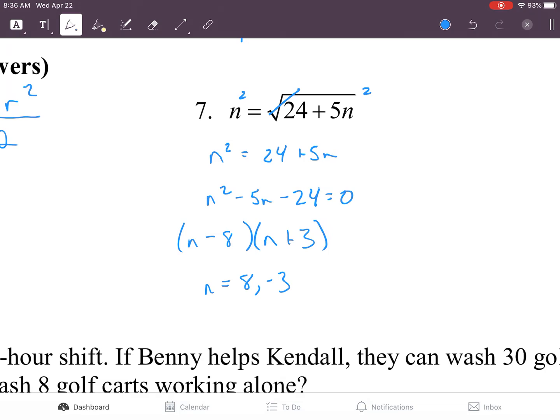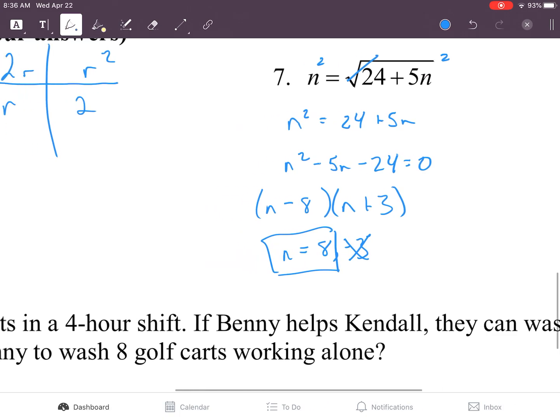So 24 plus 5 times 8 is going to be 24 plus 40, which gives you 64. The square root of 64 is 8, and that is what the other side equals, so that's good. All right, now the other one. So 24 plus 5 times negative 3, which gives you 24 minus 15, is 9. The square root of 9 is 3, but the other side is going to give you negative 3, and negative 3 does not equal 3, so this one does not work. Only the 8 does. So you got to check your answers.